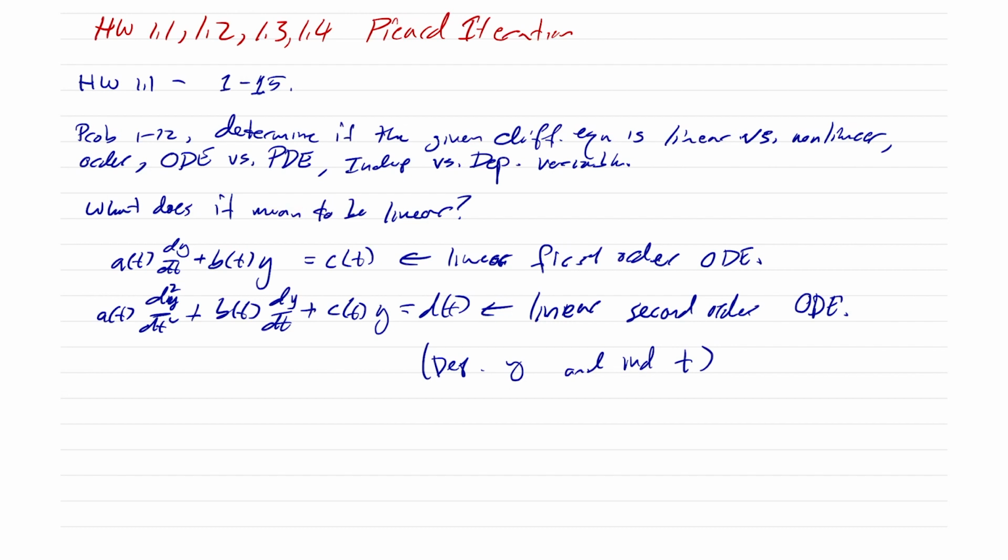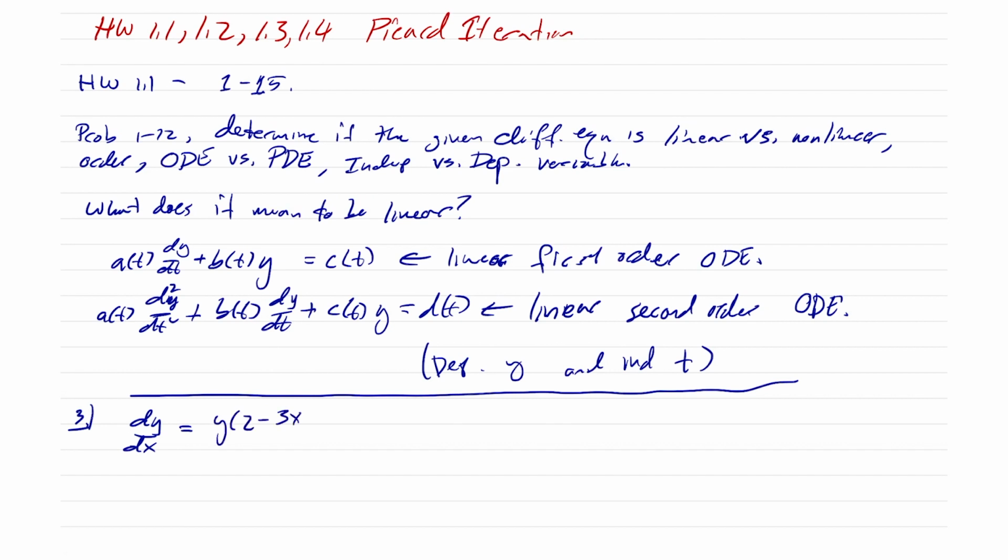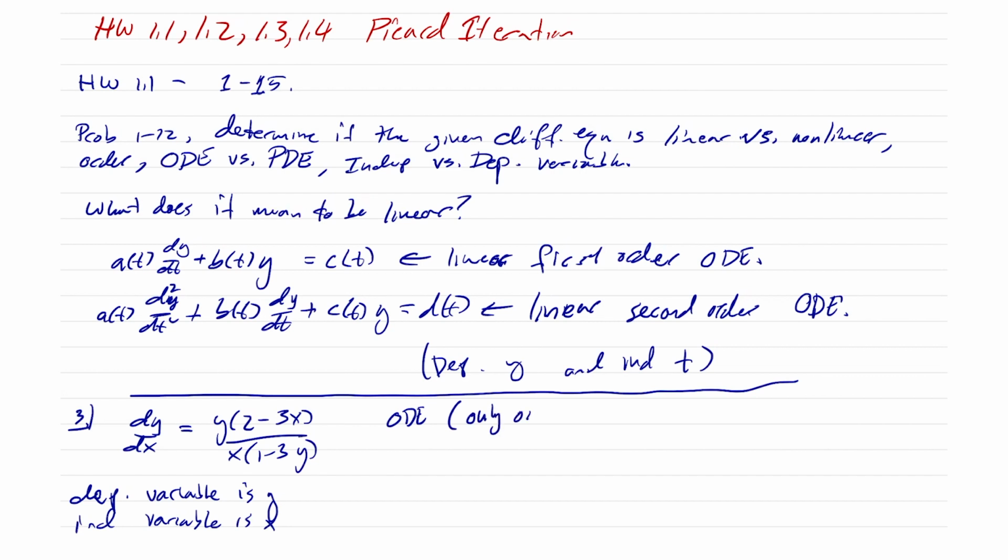So let's take a look at one or two examples. Let's take a look at number 3. Number 3 is dy dx equals y squared minus 3x divided by x times 1 minus 3y. Right away we see that the dependent variable is y, because it's happening here in the derivative. Our independent variable is x, because it's happening right there. It is an ODE, and that's because there's only one independent variable.